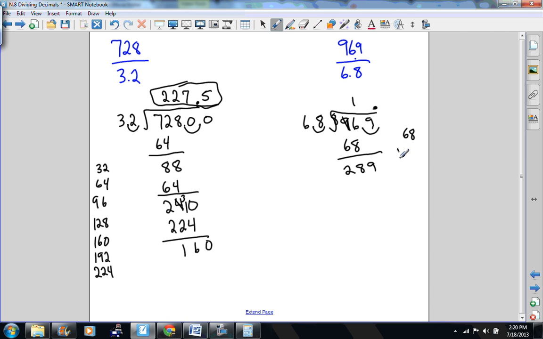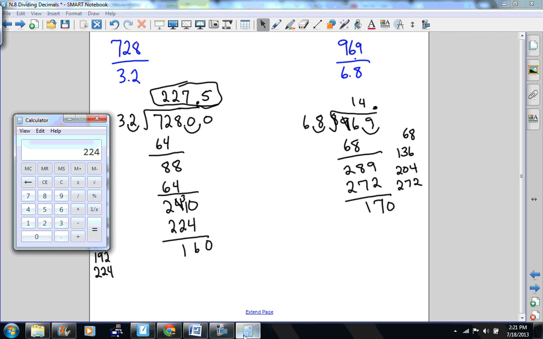68 times 2 would be 136. We're going to add 204 and then 272. Okay, so 1, 2, 3, 4. This becomes 170. It feels like I made a mistake. Let me double check. 68 times 4, 272. Nope, that's right.